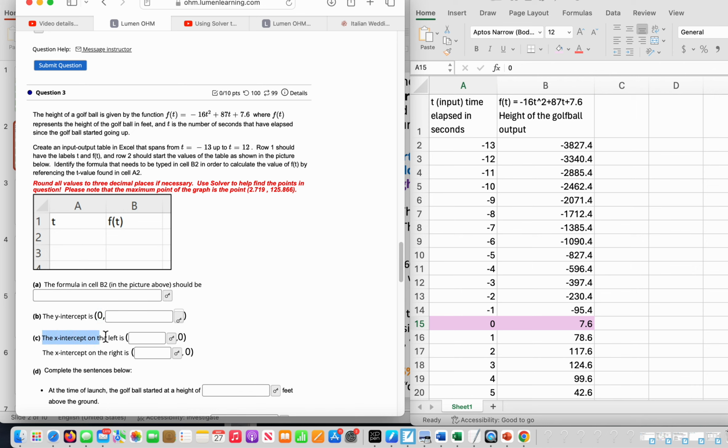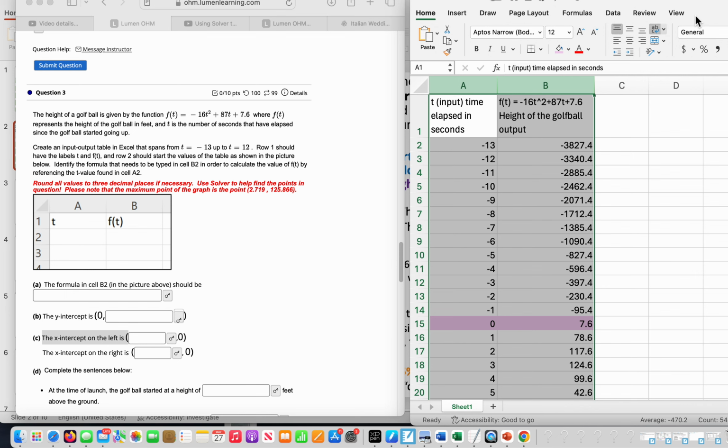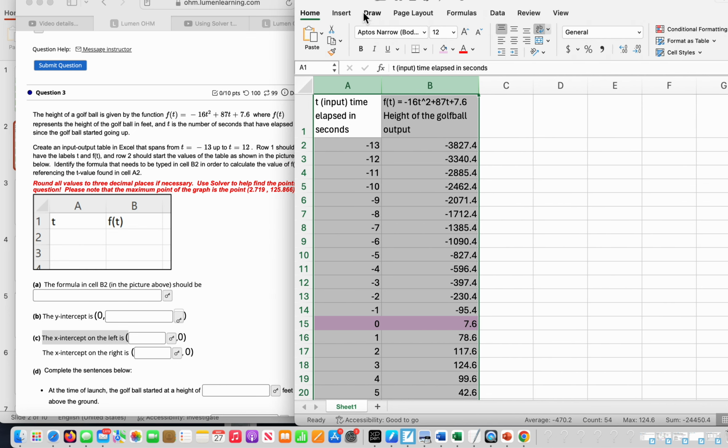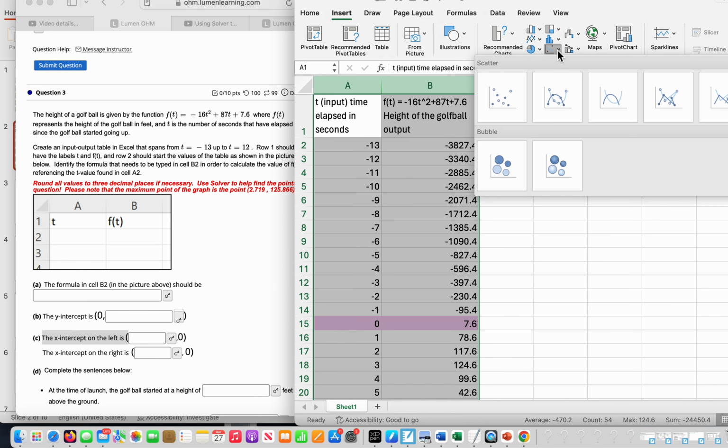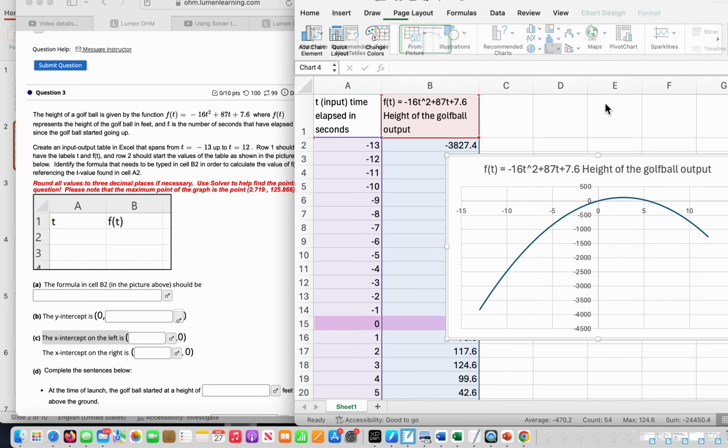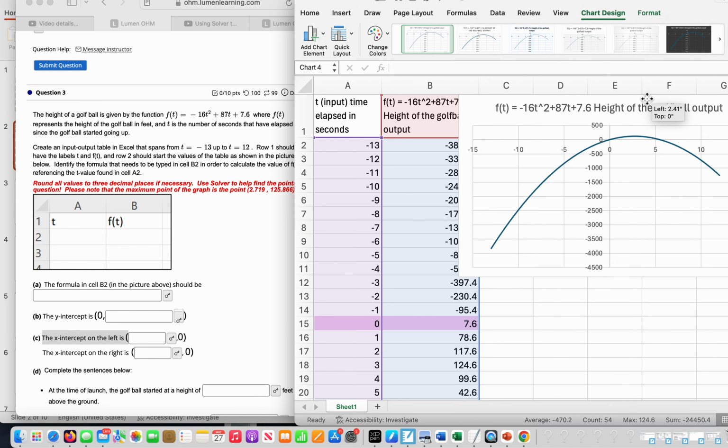This next question says the x-intercept on the left is, and the x-intercept on the right. Well, let's go ahead and graph this thing first, because let's see what this looks like. So if I insert, and I'm going to go here to scatter plot, and then I want to choose the smooth line graph here. So here is what this looks like.